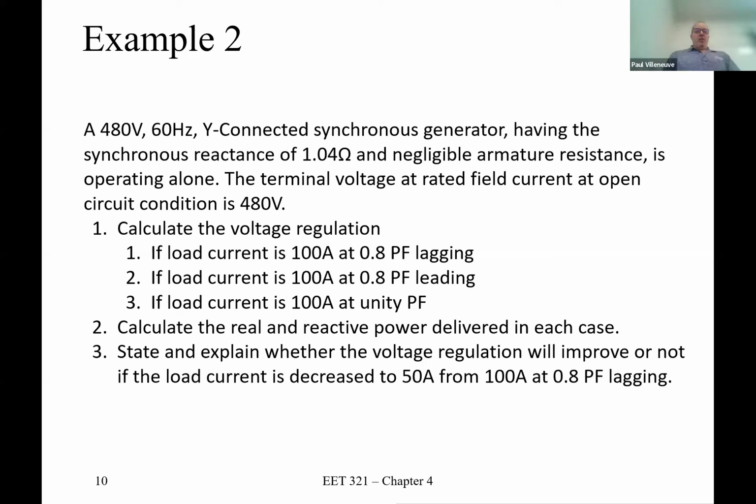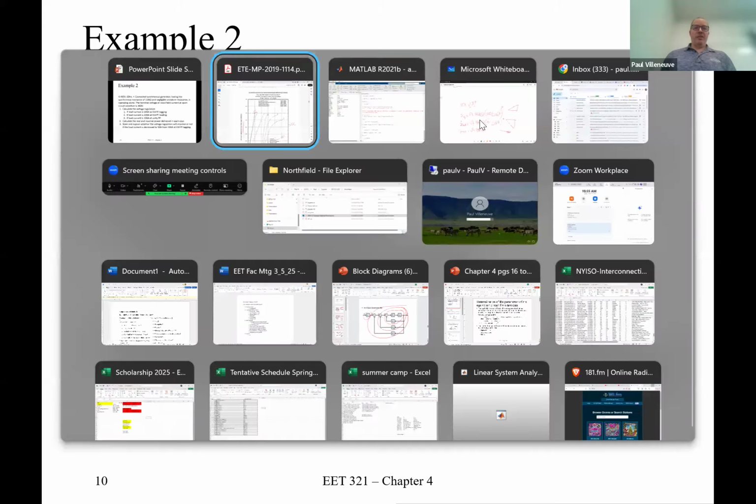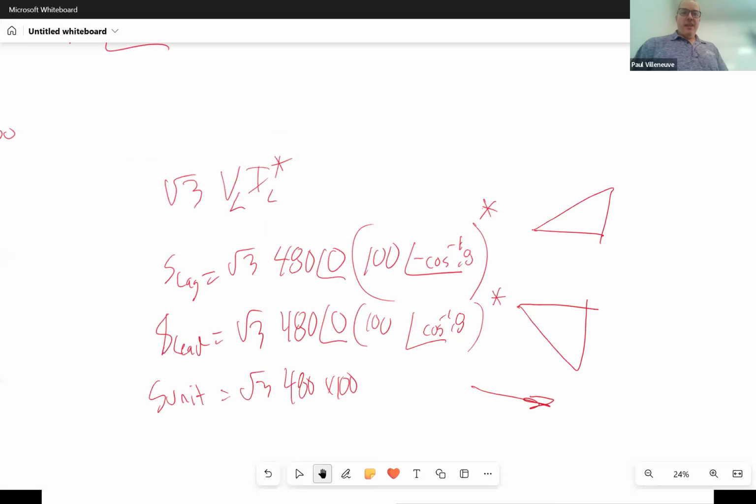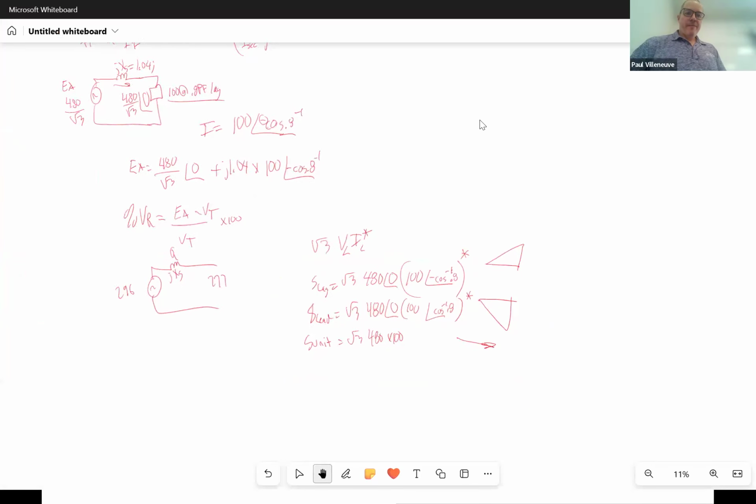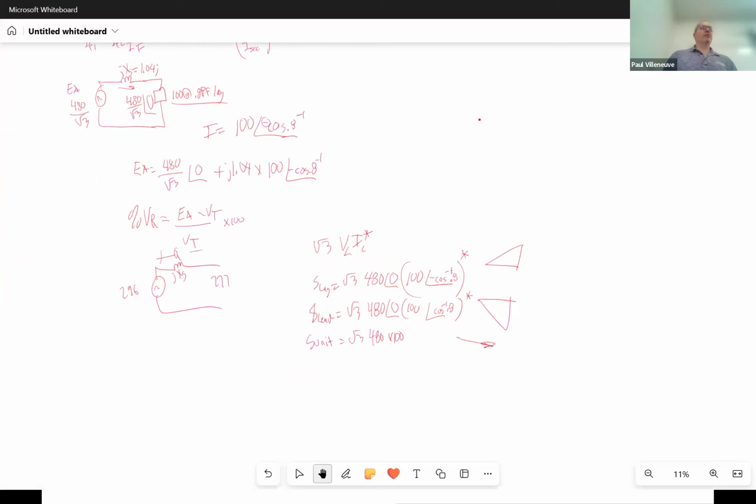And then is the load current. So this is just a question. If the load current is decreased from 100 amps to 50 amps, will voltage regulation improve or get worse? It would improve a lot, right? Because you have less voltage drop. That drop is going to be reduced. So if you compare 100 amps to 50 amps, even if the power factor is the same, you're going to get less voltage drop.